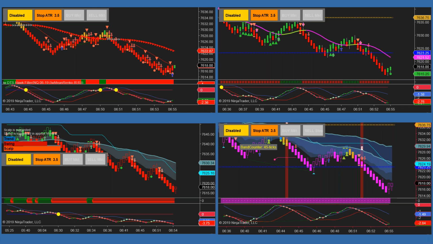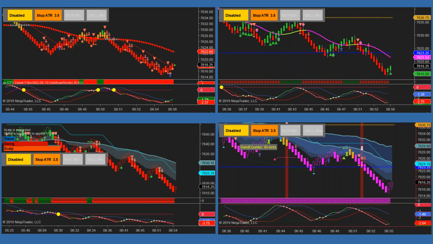Okay, it looks like we're getting a little bit of added support, maybe. Well, potentially a couple of bull bars. That's hardly too much support, but we'll see how it plays out.